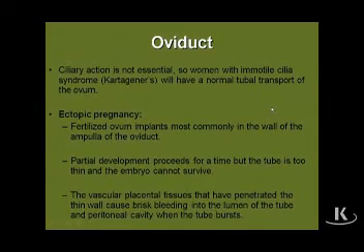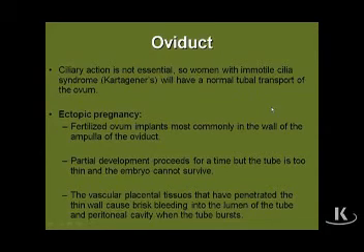Ciliary action of these columnar epithelial cells is not essential because we have muscular contractions that aid the transport of the ovum, fertilized or not, through the length of the oviduct. As we said, the other claim to fame of the ampulla is that it is the most common site not only of fertilization, but it's also the most common site of an ectopic implantation.